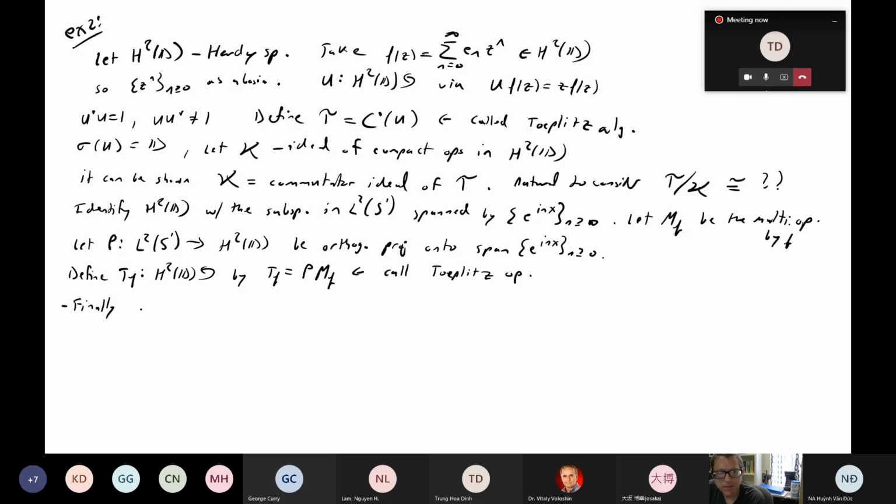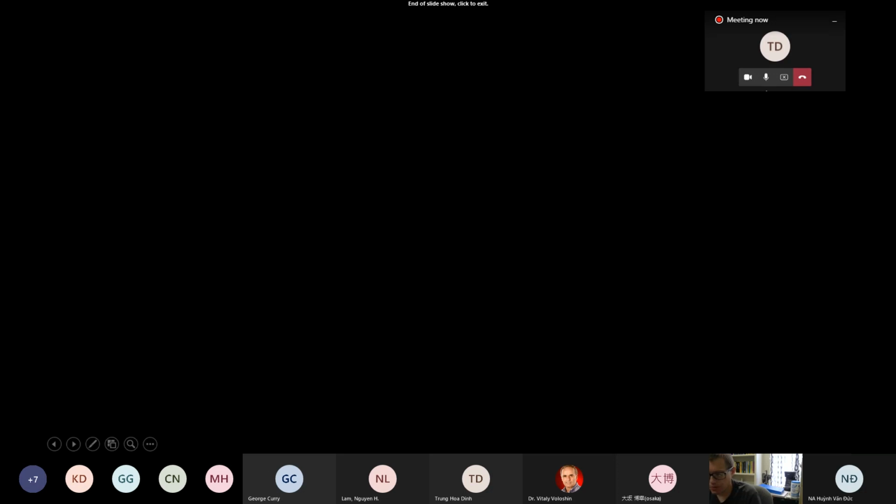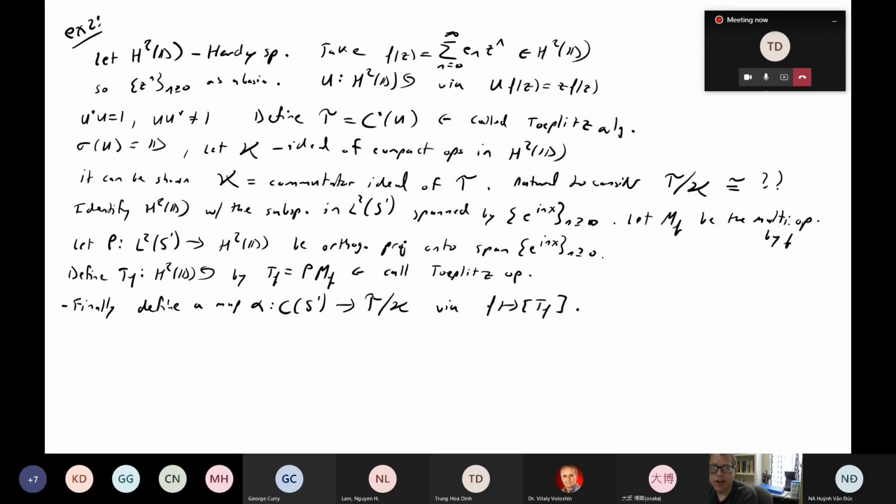So finally, we can define a map I'm going to call alpha that will take the continuous functions on the circle precisely to this quotient. And how am I going to do that? Well, I'm going to take my function f from the continuous functions and just go to the class of the Toeplitz operator.